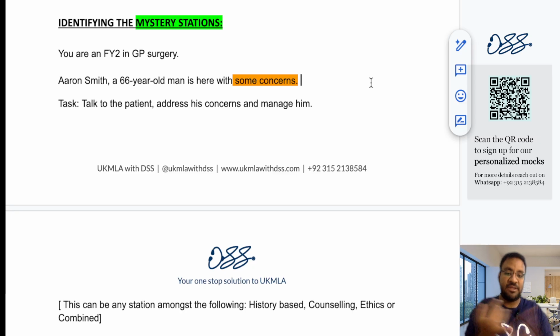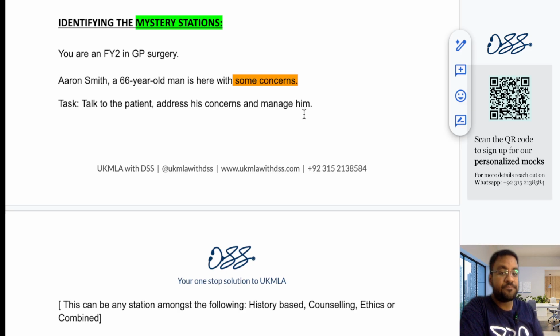It can be history based, it can be combined sessions, it can be counseling sessions, it can be ethical scenarios. These are the categories that some concerns may end up in. It's unlikely to be a teaching session, it's unlikely to be a sermon, it's unlikely to be a prescription session, if the task says that the patient is here with some concerns.